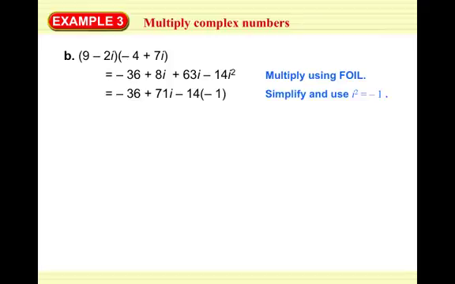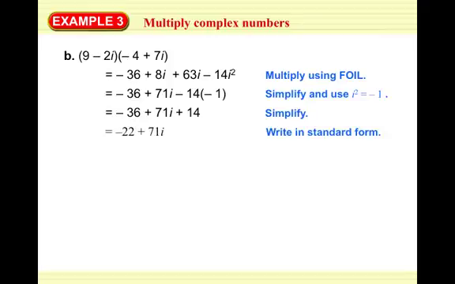8 plus 63 is 71, so we've got 71i. So we've got negative 36 plus 71i minus 14 times negative 1. So negative 36 plus 71i plus 14 is going to give me negative 22 plus 71i.